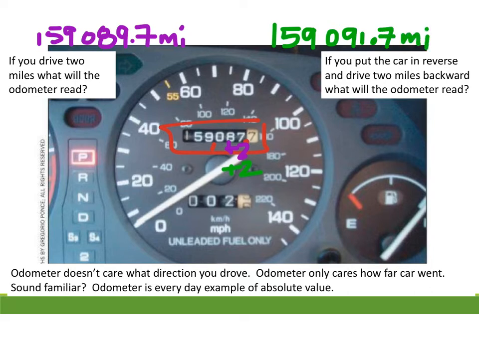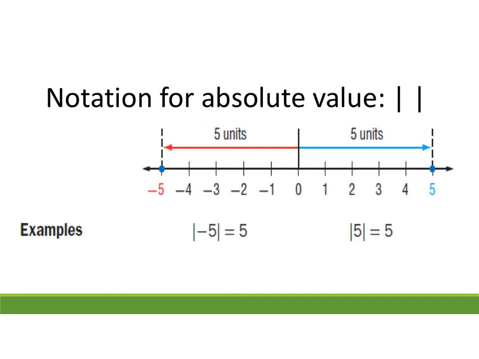Okay, because it doesn't matter if you go backwards to this odometer. It's like you're going some distance, and it's going to read that as distance gone, which, like it says at the bottom, is an everyday example of absolute values, even though you guys aren't driving yet. Maybe some of you guys are, but most of you aren't. So again, the notation for absolute value is those 2 straight lines up and down like that. And again, it's always the distance from 0. The distance from 0 is the absolute value.